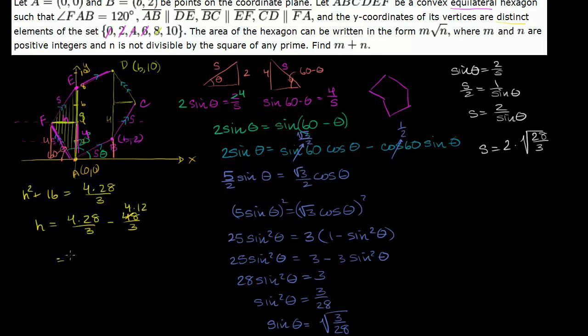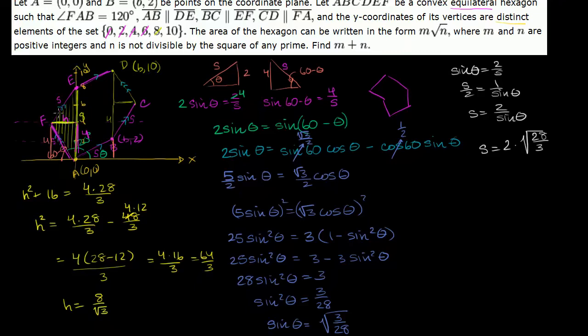So this numerator is going to be 4 times 28 minus 12 over, remember, that's h squared, I should say. H squared is going to be 4 times 28 minus 12 over 3, which is equal to 4 times 16 over 3, which is equal to 64 over 3. That's h squared. So h is going to be the square root of that, which is 8 over the square root of 3. So h right over here is 8 over the square root of 3.